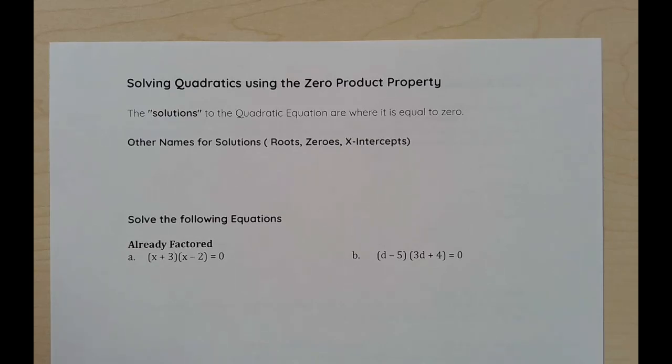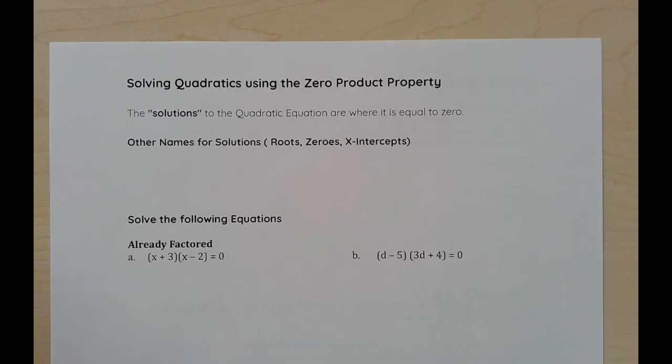Alright, in this video we're going to look at solving quadratics using the zero product property. So we're going to take an idea that we're familiar with, zero product property, which tells us if the product of multiple factors is equal to 0, one of those factors has to be 0. So we're going to take that idea and now combine it with our quadratics and what we've done with some factoring.